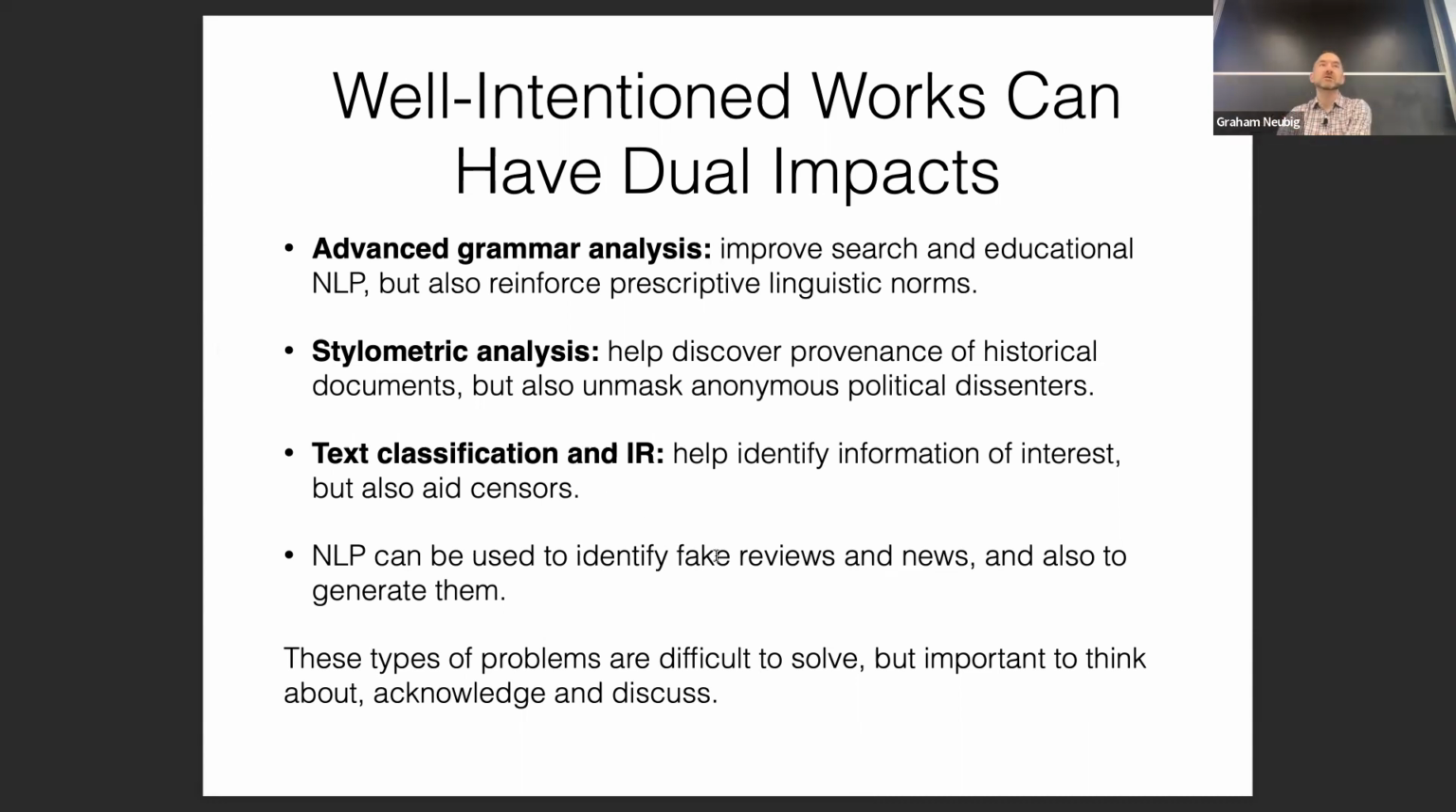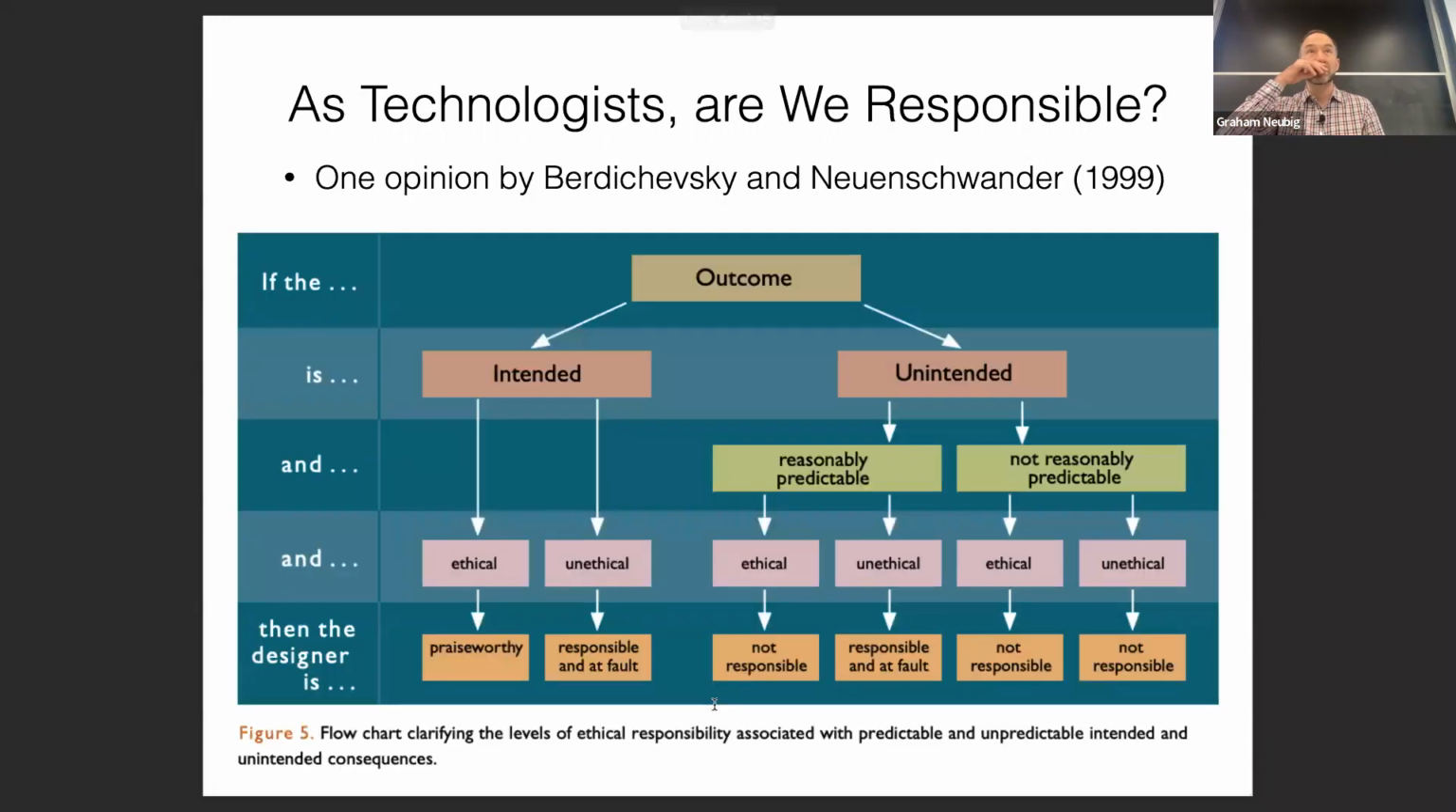Another thing, text classification and information retrieval. It can help identify information of interest, but it could also aid people who are trying to censor political dissent, for example. NLP can be used to identify fake reviews and news, but also to generate them. And this is becoming a big topic right now. These problems are very difficult to solve, but it's important to think about and acknowledge them and discuss them, which is why I'm devoting a whole class to these issues. As I said, most of these things are a nuanced argument. I'm happy to discuss more at the end of class or later.